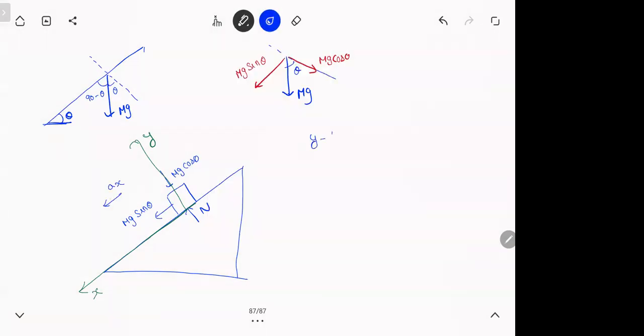If you write the forces in the y direction, N minus mg cos theta is mass into acceleration in the y direction, which is 0. The block is not going up and down. The block will simply slide, isn't it? It can't fly out, it can't go into the wedge. So we get normal reaction is mg cos theta.